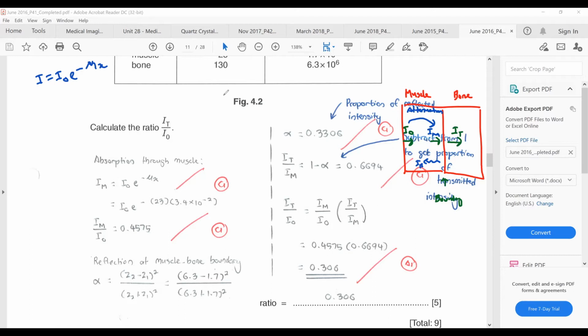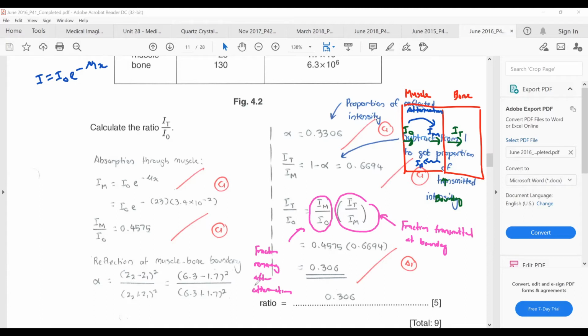This one, you will notice, tells you something. IT over IM is actually the fraction transmitted at boundary. Then after that, you look at IM over I naught. This one is the fraction remaining after attenuation. You need to find these two ratios now.